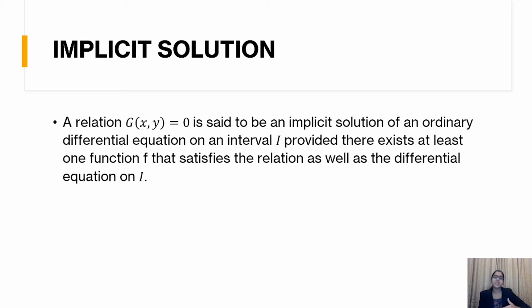And what is implicit solution? It is actually a relation. It will be some identity or something like that. It is a relation g of x comma y equal to 0. That is called implicit solution. That is, we will not be able to write y solely in terms of the independent variable. Sometimes g of x y equal to 0, that is a relation between x and y, will actually be a solution of the given differential equation.